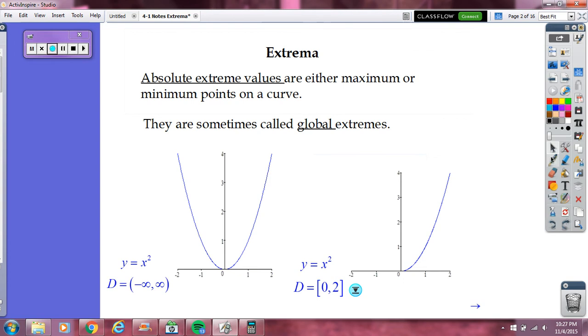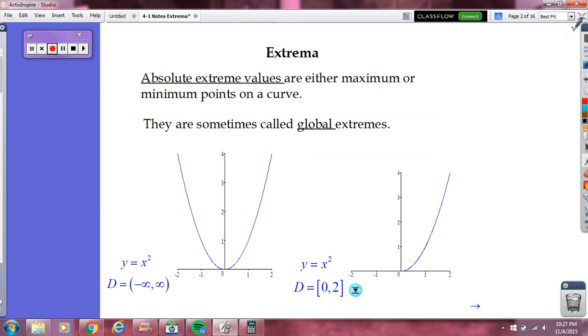And what you need to know, absolute extreme values, those are talking about maximum or minimum points on the curve. So first example that we're going to consider is y equals x squared. First, when it's defined on the domain of all real numbers, we don't really have a maximum. This thing's going to go on and on and on forever. But we do have a minimum value. The smallest or the lowest y value that this function is going to get to is right here at 0.